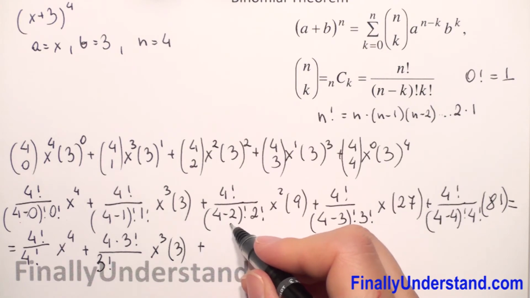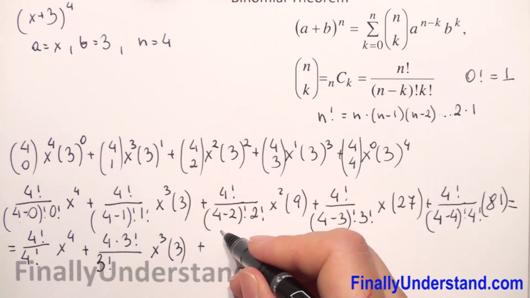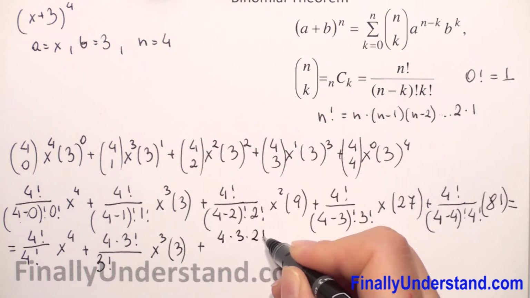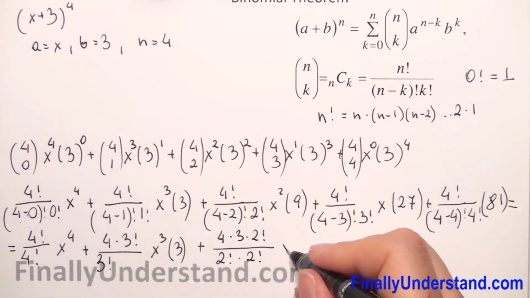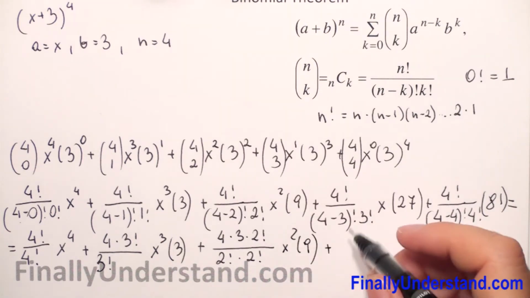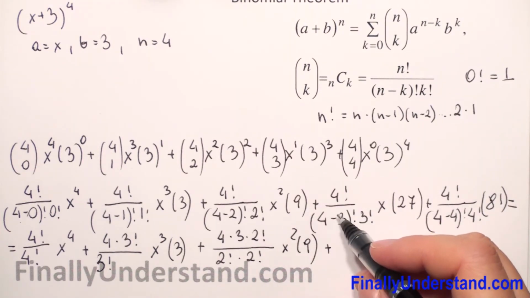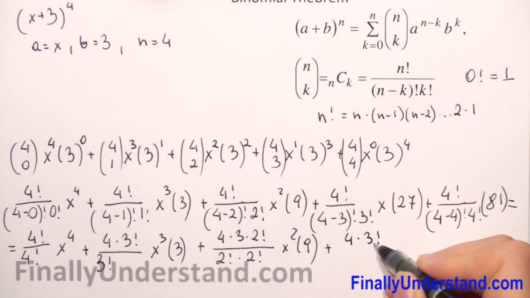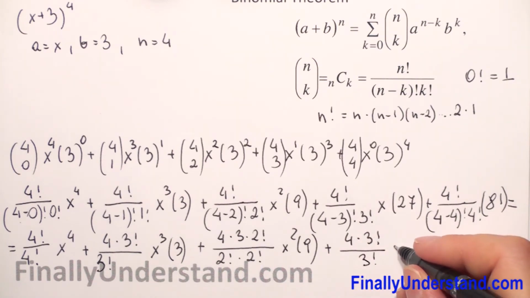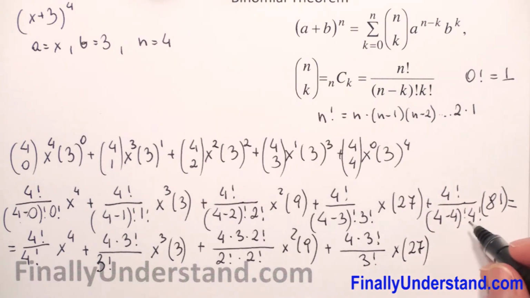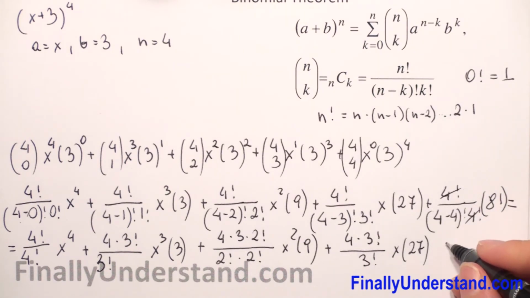next we will have 2 factorial in the denominator, so we will write 4 factorial in the numerator, that is 4 times 3 times 2 factorial over 2 factorial times 2 factorial, and we have x squared times 9 plus, and we have 3 factorial, so I will rewrite 4 factorial, that is 4 times 3 factorial over 4 minus 3 is 1 factorial, so this is 1, we don't have to write it, and we have times 3 factorial and times x times 27, and we have 4 factorial and 4 factorial, so we can reduce, so we have 1 over 0 factorial is 1, so we don't have to write it, so we have plus 81 only.